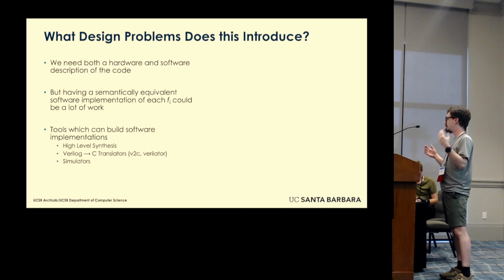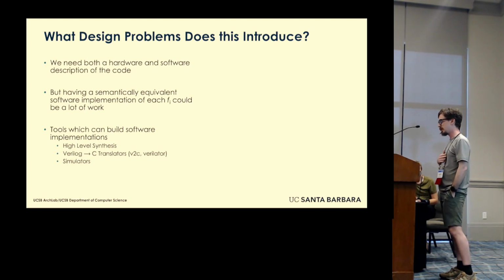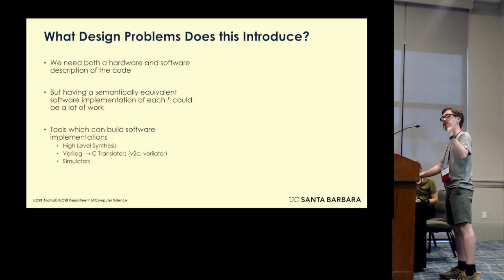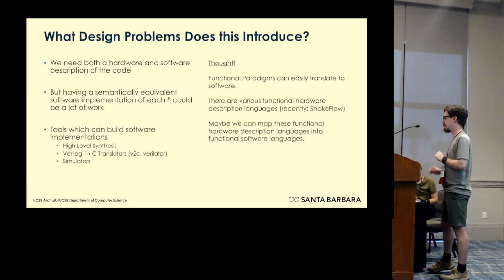So we now need both a hardware description of the code and a software description of the code. This means that we need a semantically equivalent software implementation of each of these pieces of the pipeline, which is something that we wouldn't normally have in hand. And so something that Guy's been interested in looking at the moment is, could we go from software down to hardware and have a single description that came from software, or could we go from our hardware implementation in the backwards direction and get our software implementation?